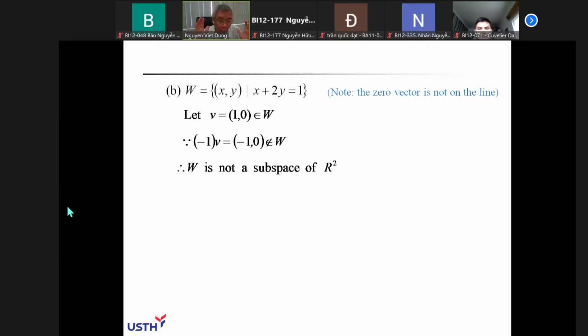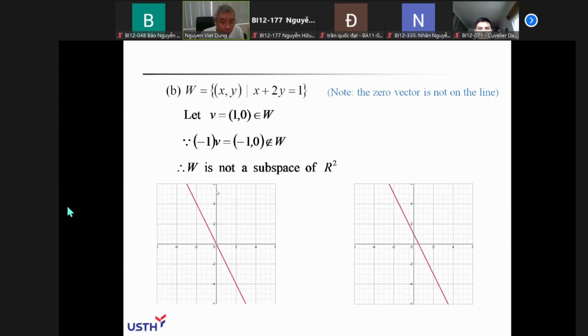And that is by formula. But I want you to look at the geometry. You can see example A is given by the straight line here, and that line goes through the origin. Now example B is given by the red straight line here, and it does not go through the origin. That is why I say the zero vector does not belong to the line. That is what you need to pay attention to.